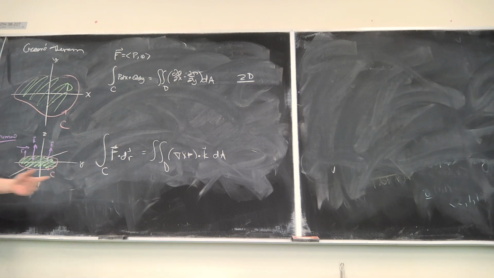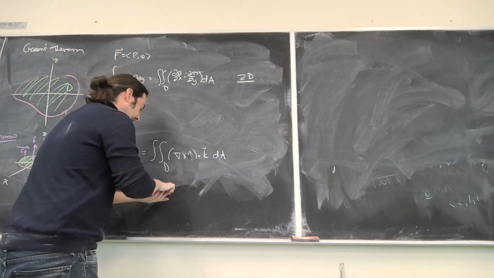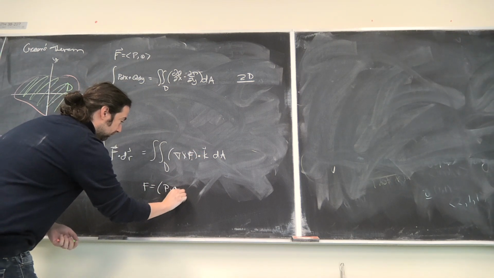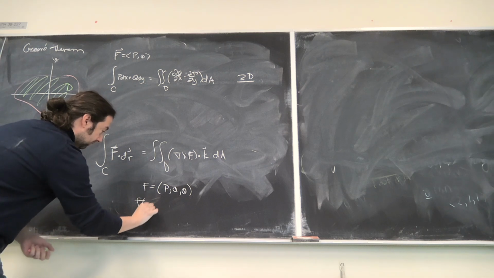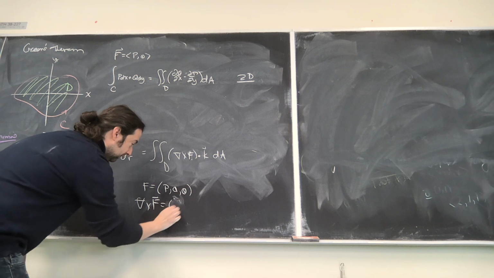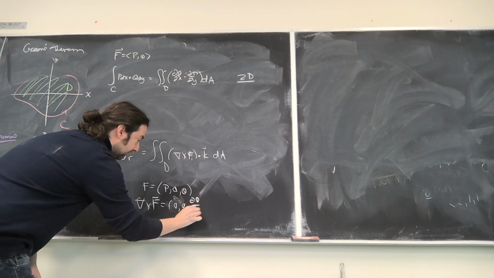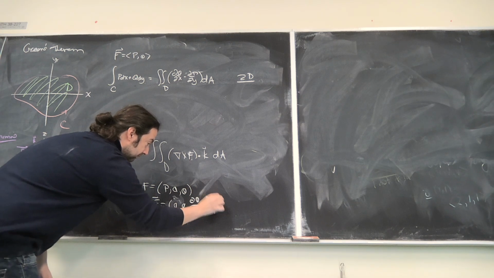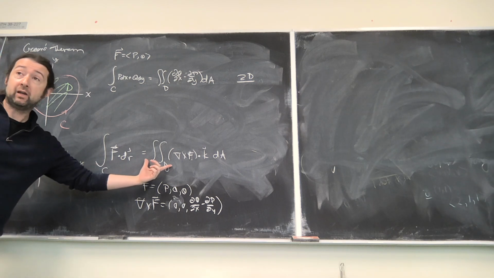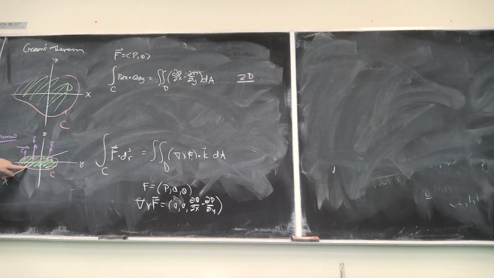So I think last time I pointed out that this del cross F, if you actually calculate that for the vector field F equal to (P, Q, 0), what comes out of del cross F is (0, 0, dQ/dx minus dP/dy). So I've done nothing here except a notational shift. But notice, by thinking of this in 3 dimensions, I have a hope that maybe I can take this theorem and apply it to more interesting shapes than this one.